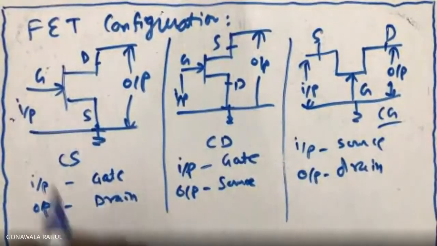So these are the various configurations of FET, just like in BJT that we have studied, that was common emitter, common base, and common collector. Clear? So these are the FET configurations. Okay, moving ahead.